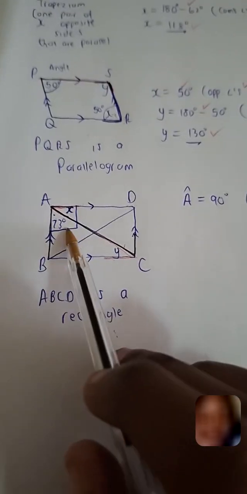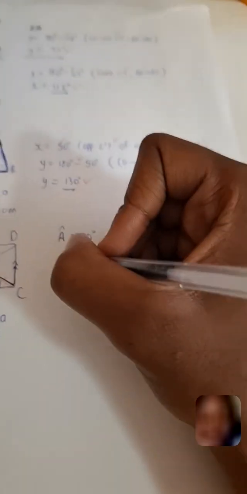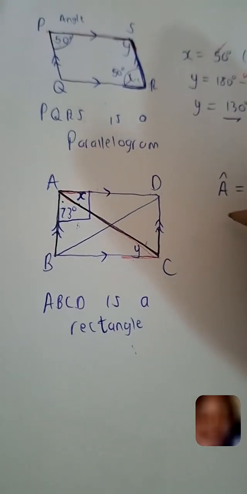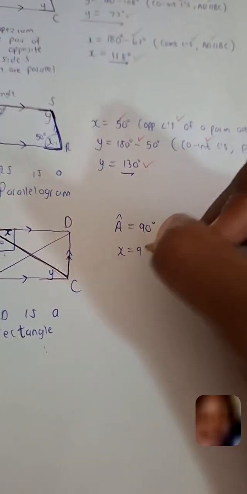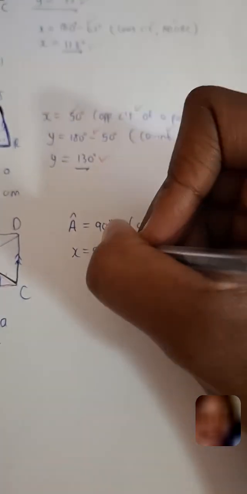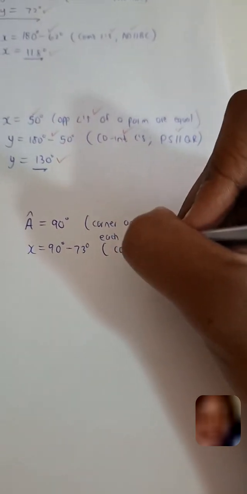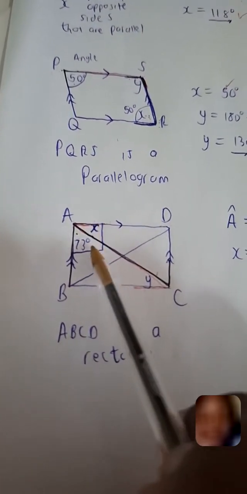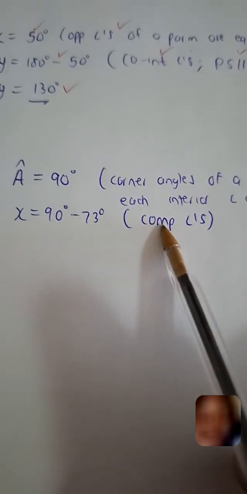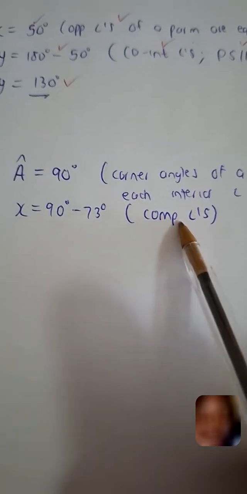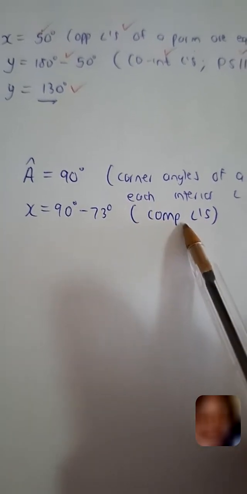What can I then say? 90. X is equal to 90 minus 73. And there's a reason why that is the case. These are complementary angles. When angles add up to 90, we say they are complementary angles. So for short, we use comp angles, complementary angles.